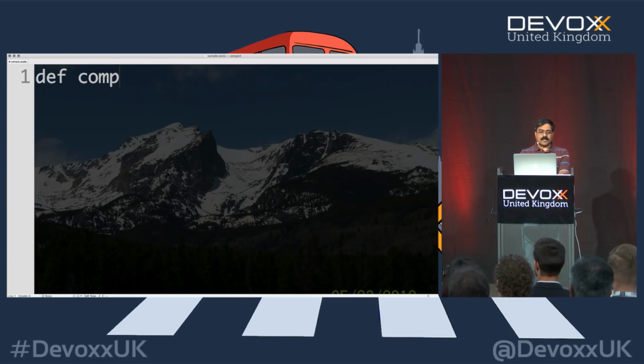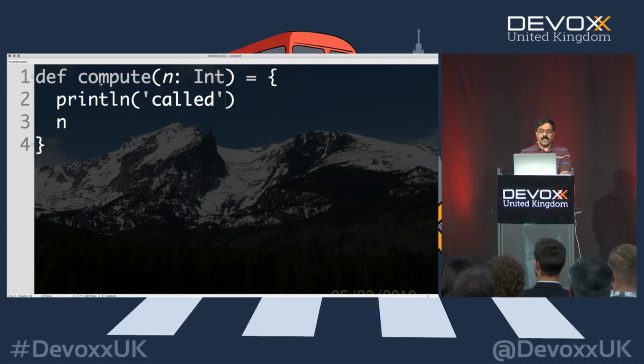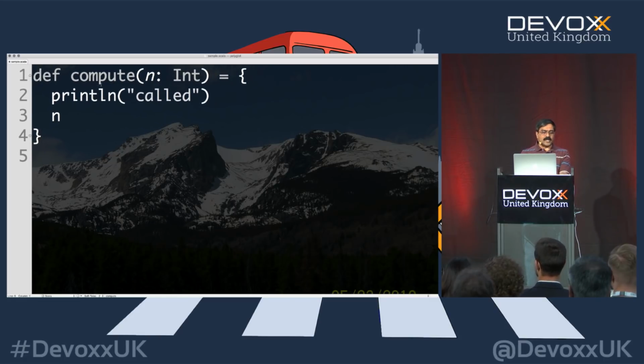I'm going to write a method called compute. This is Scala, and in the compute method, I'm going to simply return the given value. Not very exciting. But within this, I'm going to simply print out "called", so we can see the fact this method was actually called. Well, that's our little Scala code right there, as you can see.